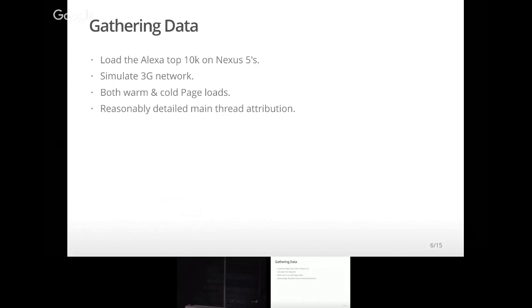We're loading on Nexus 5 devices, simulating a 3G network. So we're going to see fairly consistent network speeds, but it's not going to actually be super realistic in terms of reproducing what a 3G network does. Warm and cold page loads, and then we've got reasonably detailed main thread attribution, but only main thread attribution.